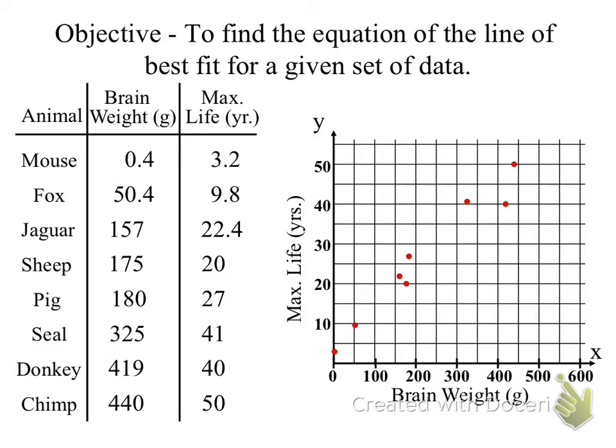Does anybody know what kind of graph this is called? It is making a line trend. So yes, scatter plot. It's a scatter plot because the data is scattered all over.